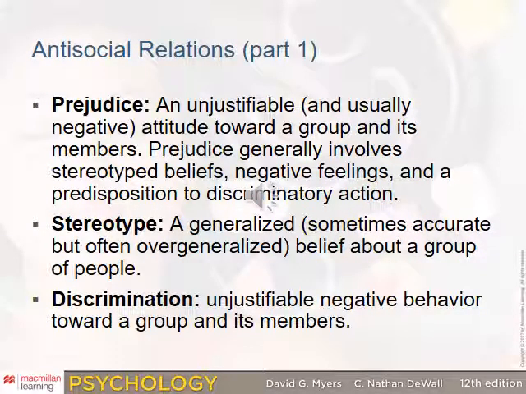Let's get into antisocial relations. I want you to know the difference between prejudice, stereotype, and discrimination. Oftentimes they are used interchangeably, but that isn't exactly correct. Prejudice is an unjustifiable attitude toward a group or members of a group. Prejudice generally involves stereotyped beliefs. It's usually an incorrect, generally negative attitude, based on that individual being a part of a social group. For example, a person may hold prejudiced views toward a certain race or certain gender.